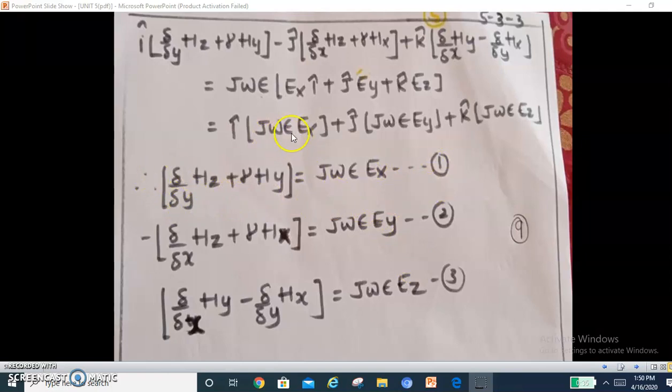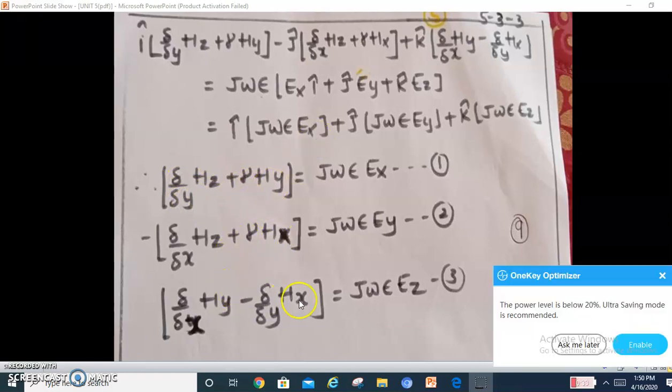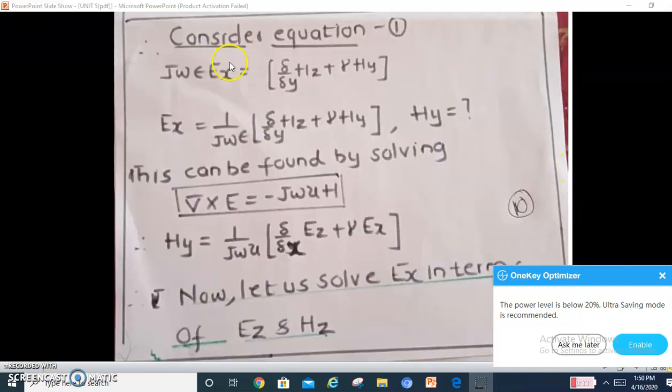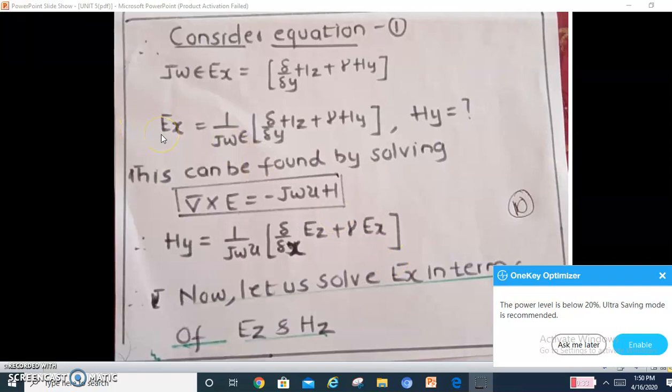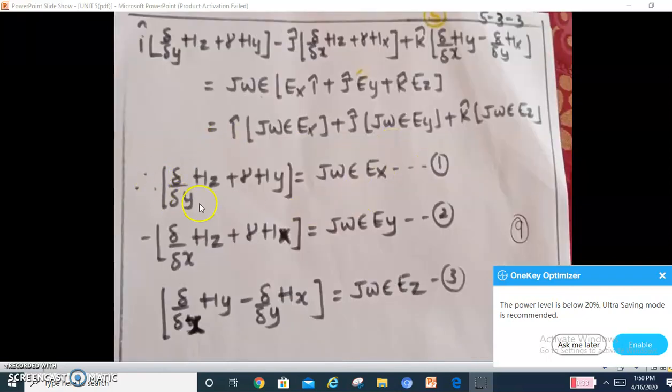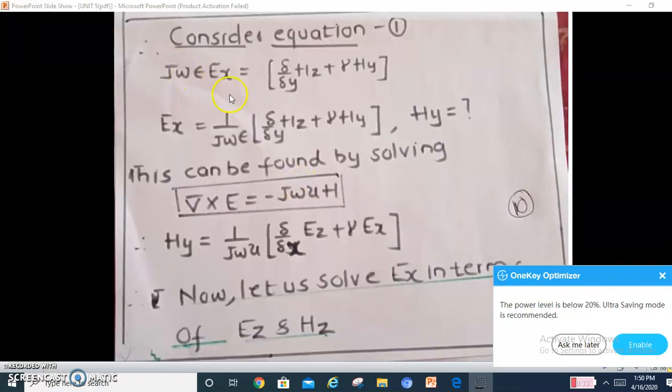Now j omega epsilon Ex is equated with the I term, that is dou by dou y Hz plus gamma into Hy. Similarly you can go for the second and third equations. Now the next thing you have to understand is that let us consider equation 1. Our target is to find Ex, Ey, Ez, that you have to remember. Now we have to find Ex. For that I have taken the first equation as a reference. Now Ex is written in this fashion also.